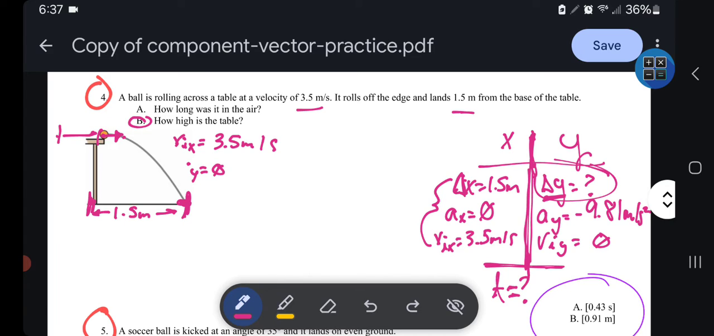So if you got to this point, that is great. But now what we need to do is we've got this, and this.